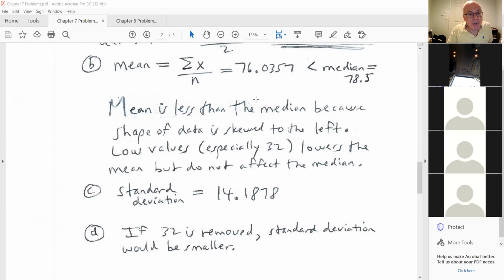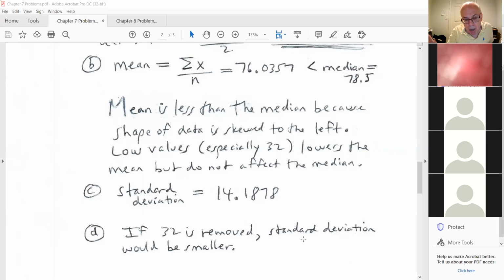Now, the next question is, if the number 32 is removed from the data set, what happens to the standard deviation? Well, the way the standard deviation is calculated, once we've calculated the mean, we take each number in the data set and subtract the mean from it. That's called the deviation from the mean, and then we square that number. Then we add up all those squared deviations for every number in the data set, and we divide by the number of numbers in the data set minus 1.